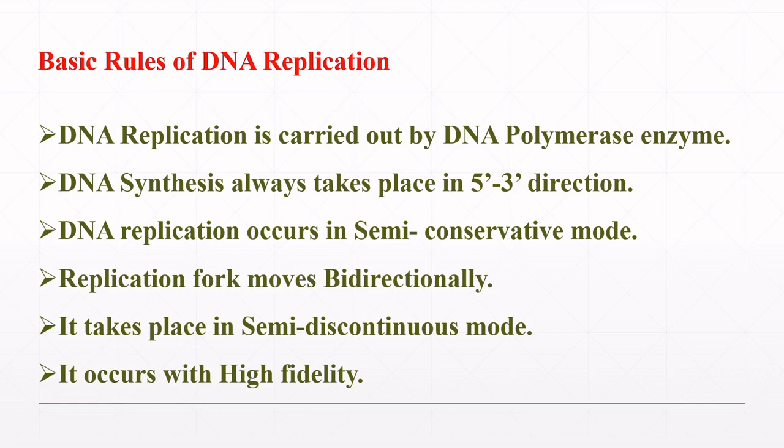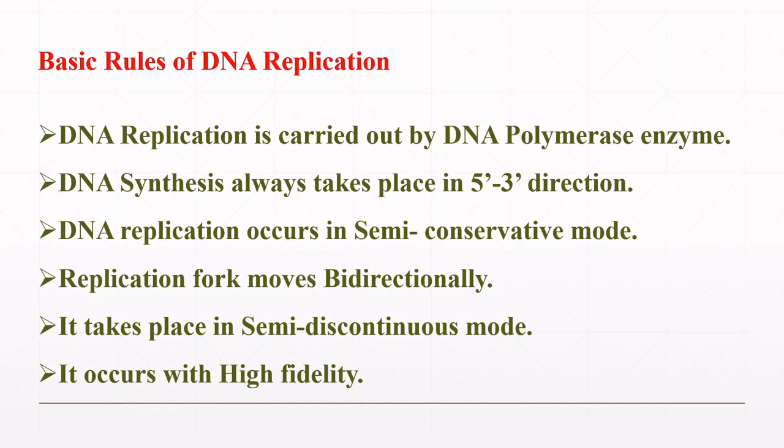The next one is that DNA replication occurs in semi-conservative mode. That is, the daughter DNA will have one parent strand and one newly synthesized strand. The DNA replication fork moves bidirectionally. That is, DNA replication starts at a particular site and proceeds in both directions. That is bidirectionality. And it takes place in semi-discontinuous mode.